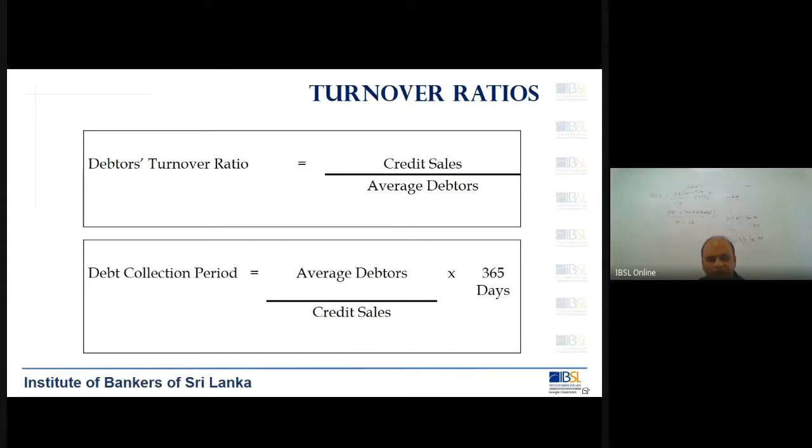Now, why do you divide it by credit sales only? Because you are looking at debtors. How will your debtors come? That is through the credit sales. Because when you do a cash sale, there is no debtor. It is straight away debit cash, credit sales. But when you have a credit sale, what happens? You will debit the debtors and it goes to the sales. So what we are trying to understand here is, when you have done a credit sale to one of your debtors, how long do you take to collect money from that particular debtor? That is what debtor collection period is.